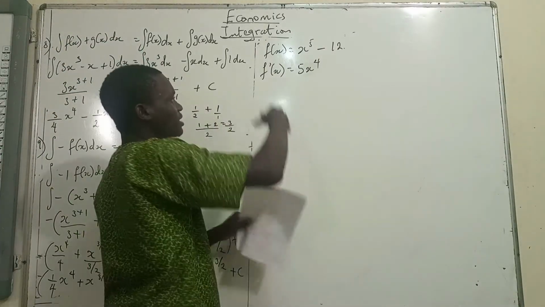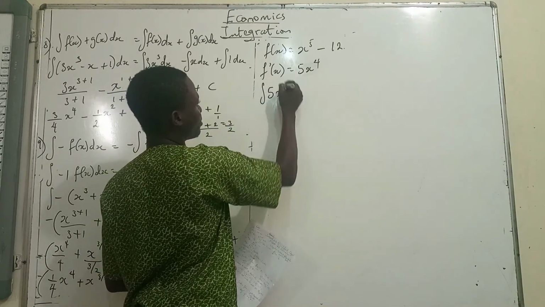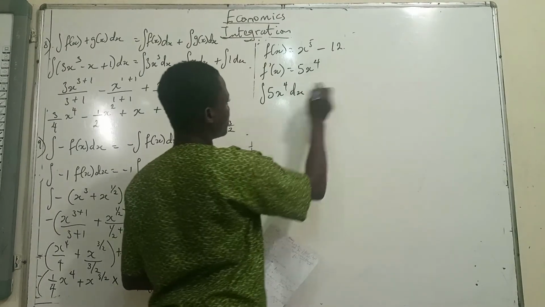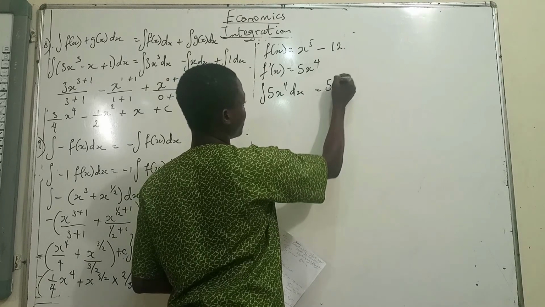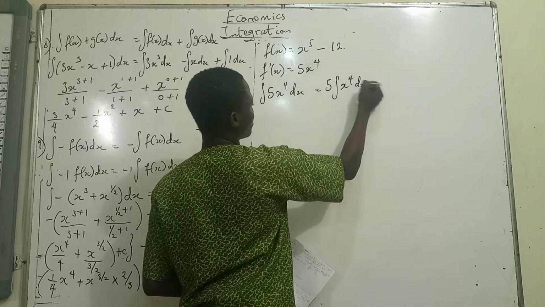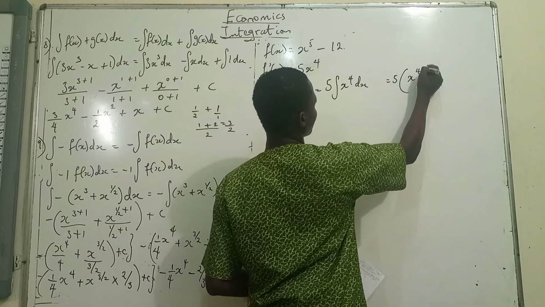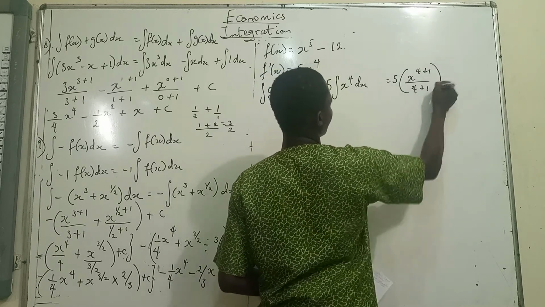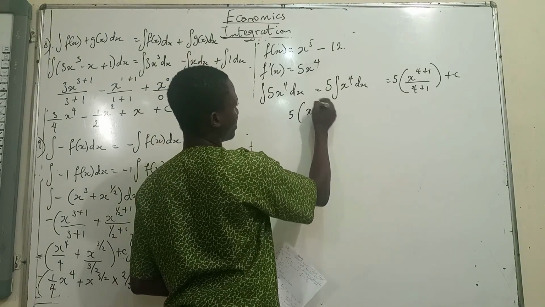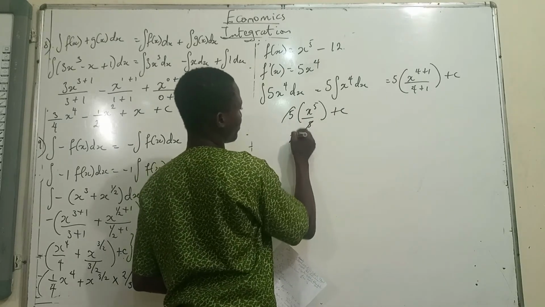So we want to integrate this and see if we can get this function back. We are doing the integration of 5x raised to the power 4 dx. So 5 times x raised to the power 4 dx, and this is the same thing as 5 into bracket x raised to the power 4 plus 1 divided by 4 plus 1, then plus the constant term. Now we have 5 into bracket x raised to the power 5 over 5, plus the constant term, and this cancels this, so we have x raised to the power 5 plus c.